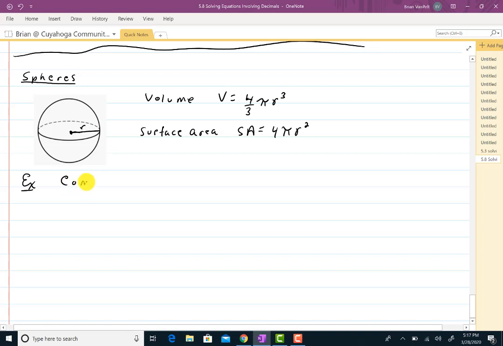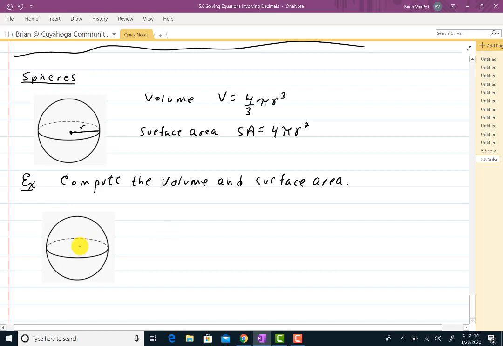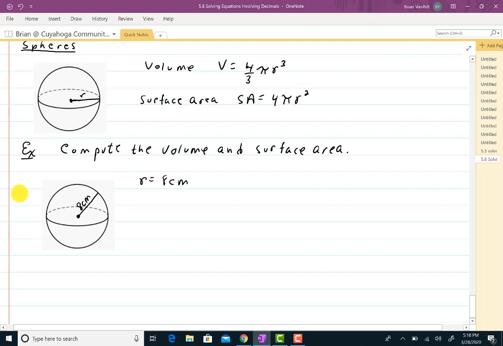So compute the volume and surface area. And let me see if I still have a picture saved so that I can just Control V it there. There it is. And this one your book drew from the center. I don't know why they did it here. We have 8 centimeters. So the radius is 8 centimeters. In case you can't see what I wrote. All right, so let's see what we have then.